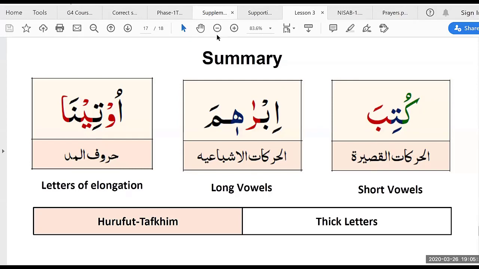Okay, and can I request the ST to please pick one student? L234. L234, Assalamu alaikum. Walaikum salam. 7 letters, 7 thick letters. Yes, that's right. There are 7 huruf tafkhim. And would you also like to tell what those 7 letters are, if you remember? Even if you remember a few of them.